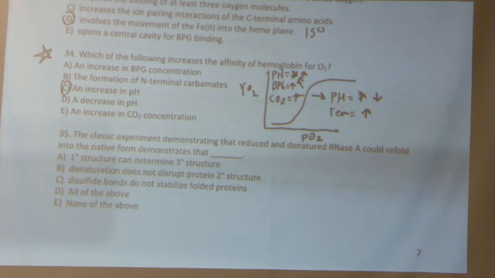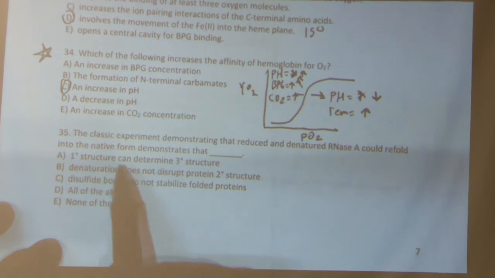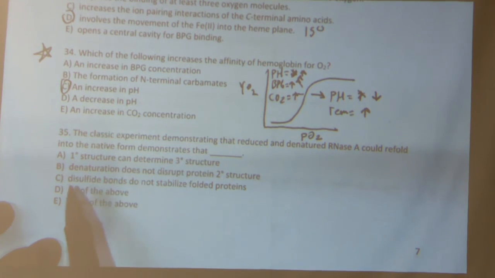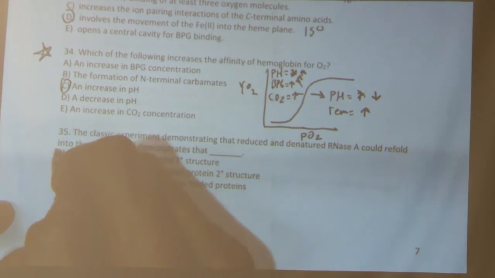Okay, moving on. We can come back later on. So the classic experiment demonstrating the reduction and denaturing of RNase A, which could refold into the native form, demonstrates blank. A. Primary structure can determine tertiary structure. Yes? That is correct.